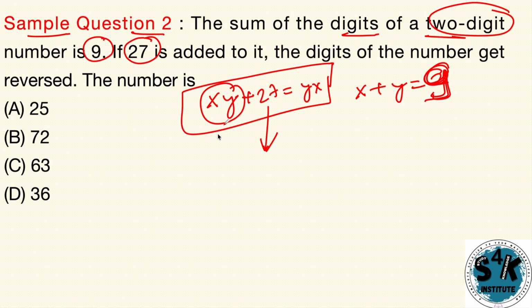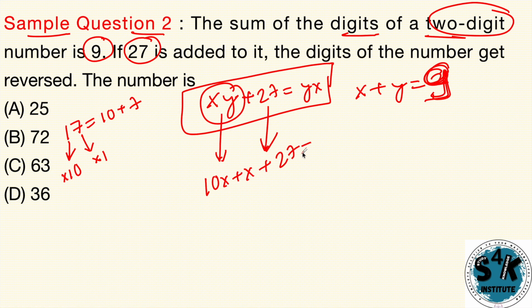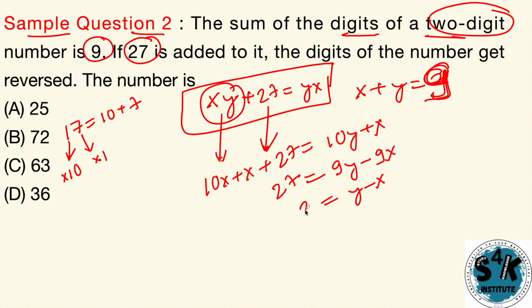So we know that if someone gives you 17, you can write this as 10 plus 7. How have you written 10 plus 7? Because 1 is at the tens place, so you multiply with 10, and 7 is at the unit place, you multiply with 1. Same thing we'll do here. I will do 10x plus y plus 27 is equal to 10y plus x. So I'll be writing this as 9y minus 9x is equal to 27. So I will be writing this as y minus x is equal to 3.